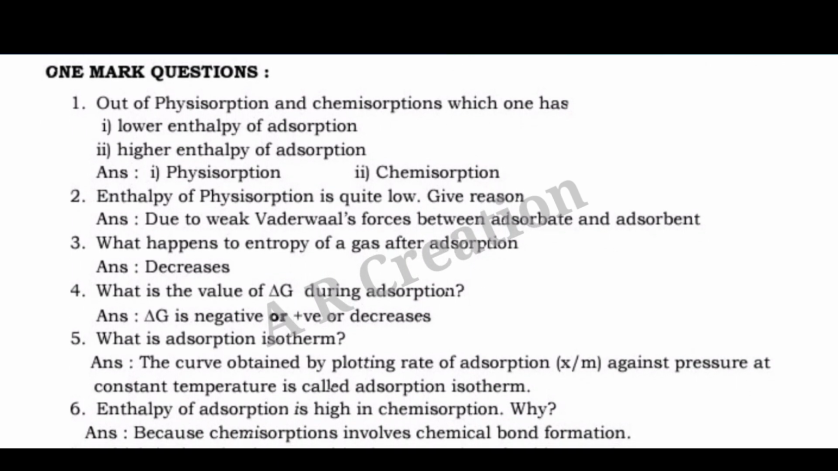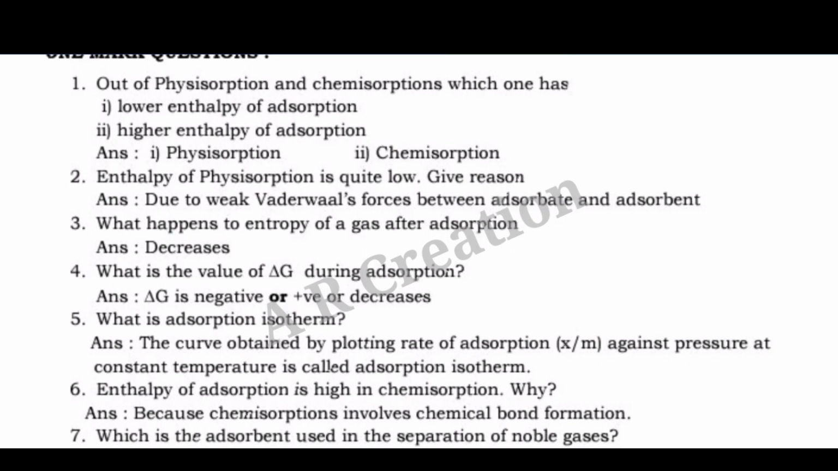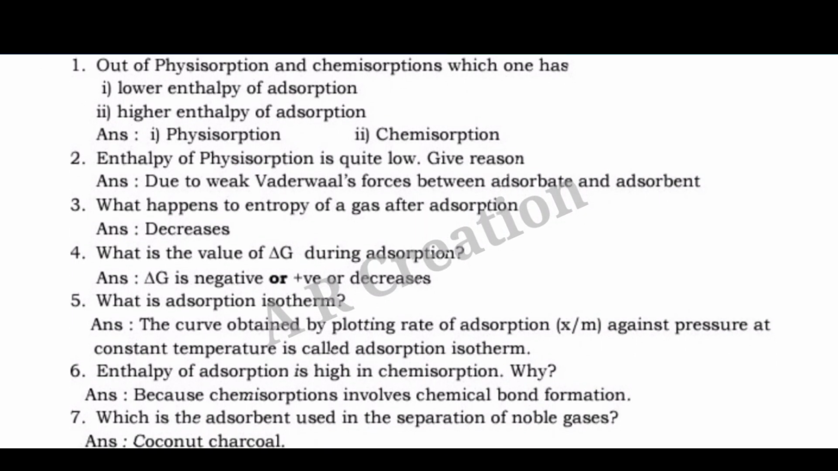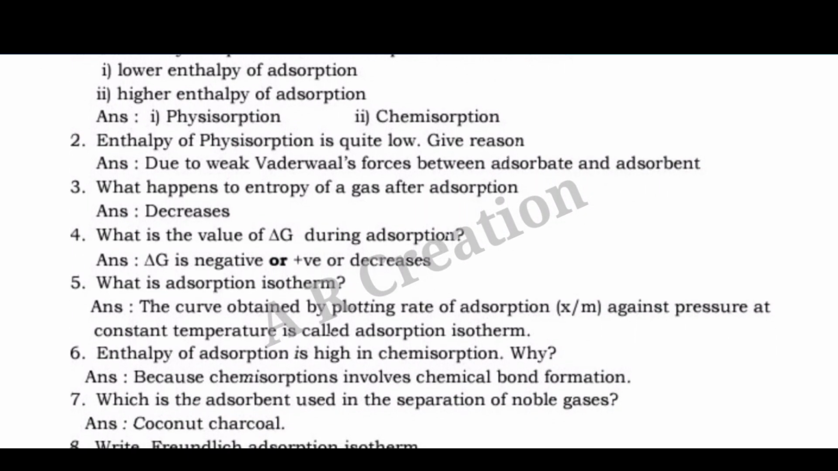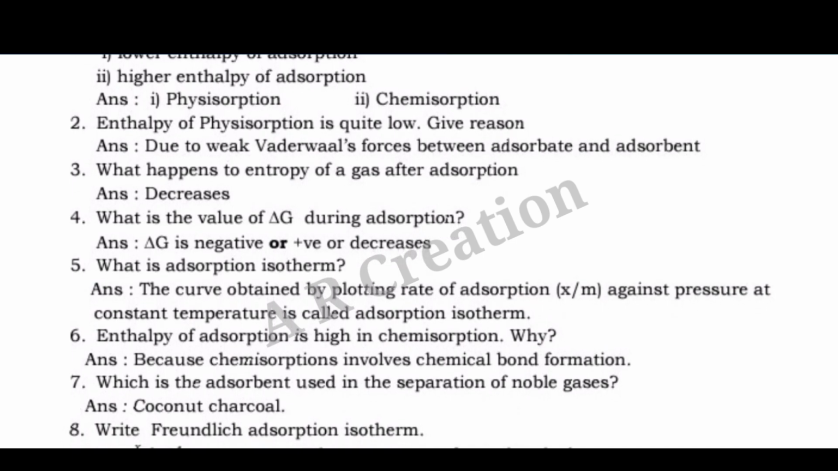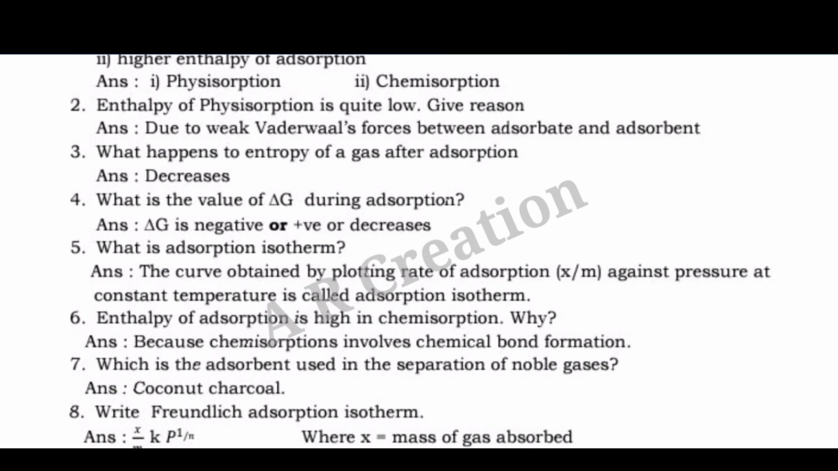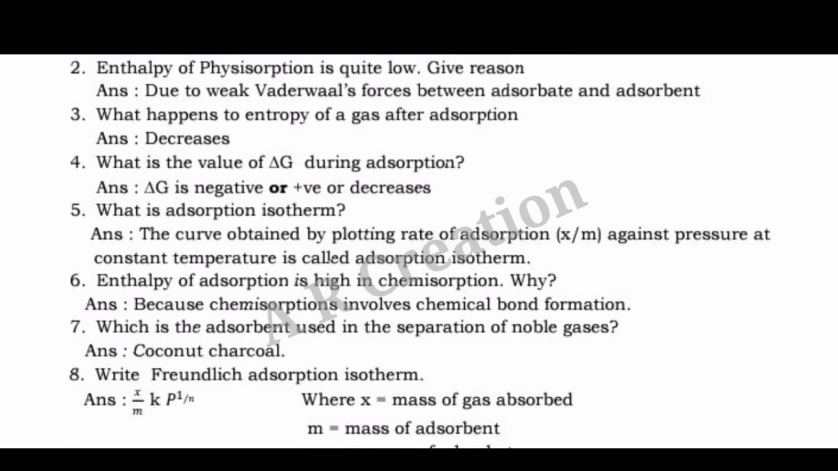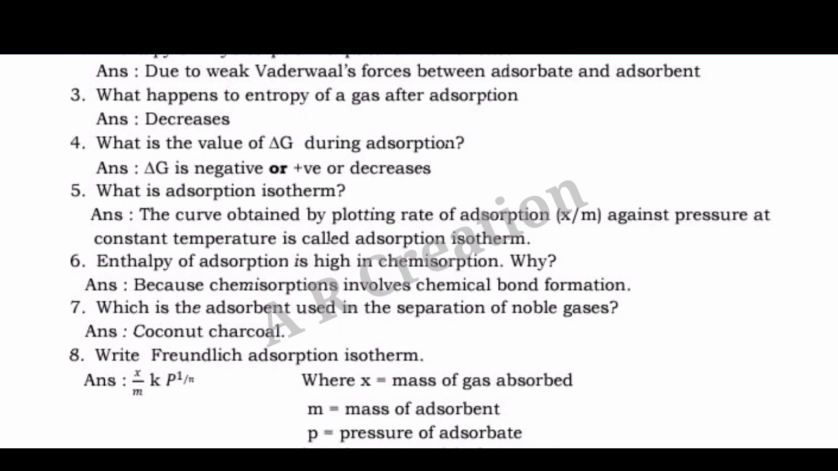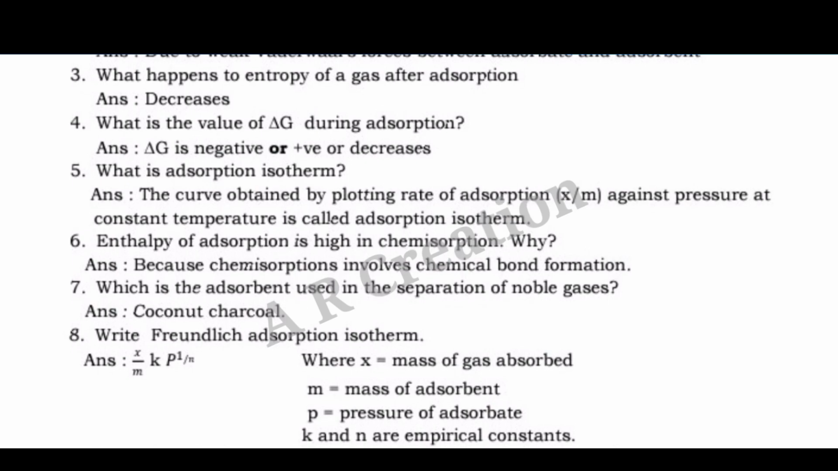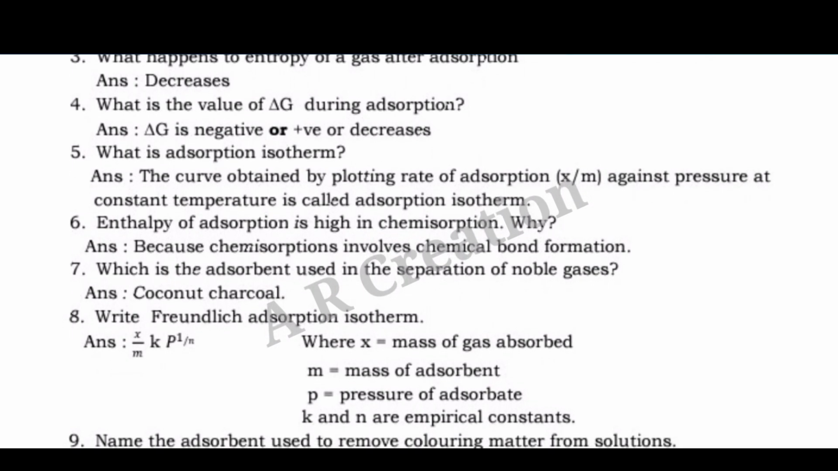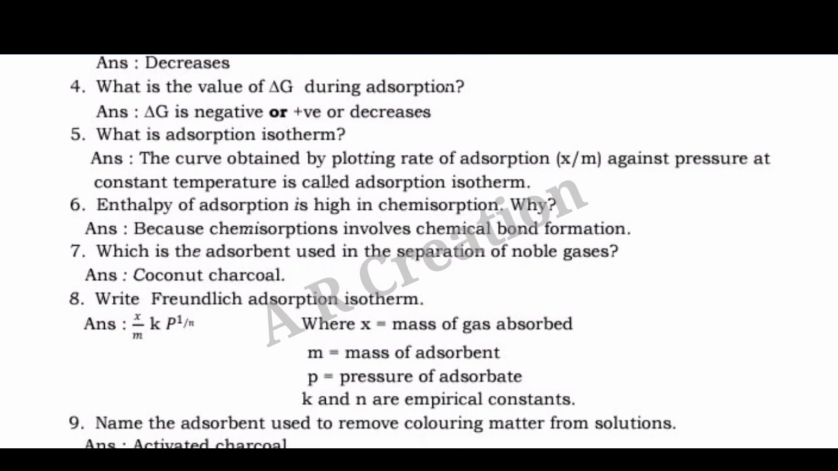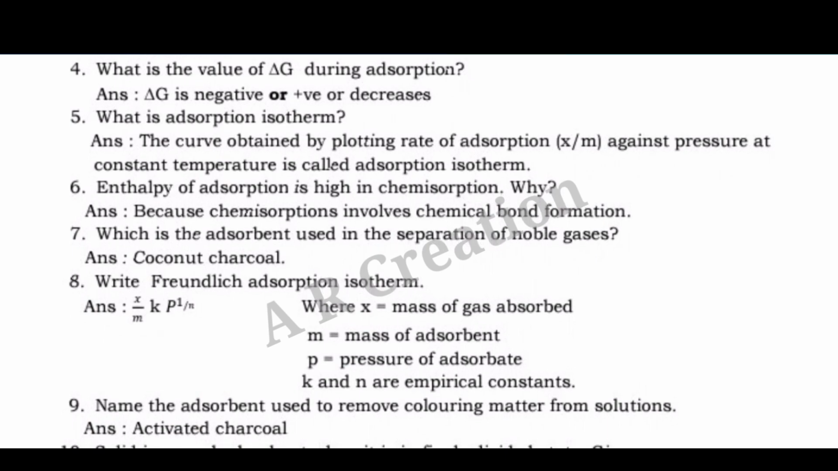Question 5. What is adsorption isotherm? Answer. The curve obtained by plotting extent of adsorption, x by m, against pressure at constant temperature is called adsorption isotherm. Question 6. Enthalpy of adsorption is high in chemisorption. Why? Answer. Because chemisorption involves chemical bond formation. Question 7. Which is the adsorbent used in the separation of noble gases? Answer. Coconut charcoal.